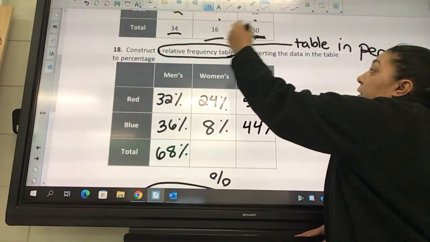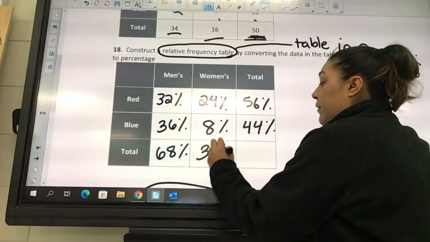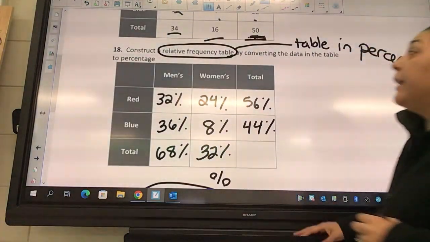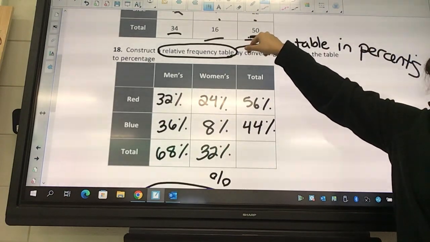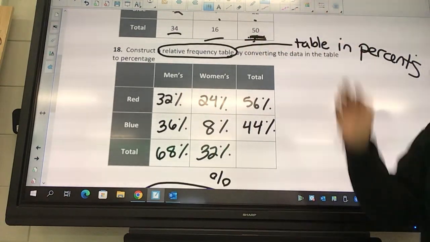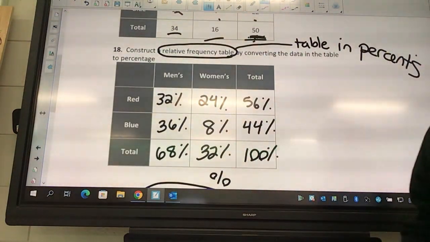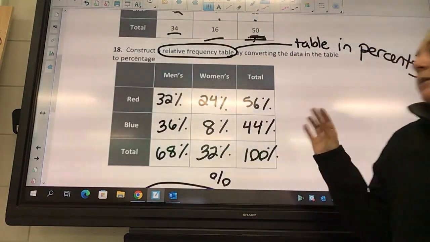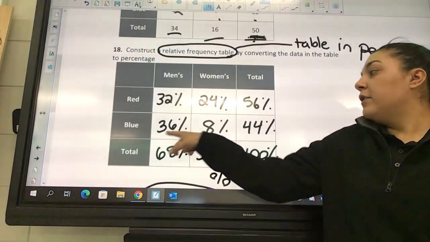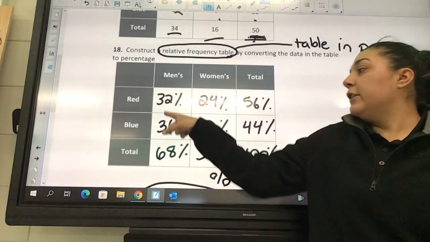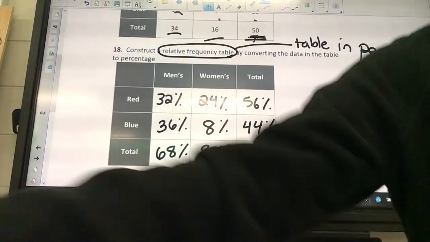And 16 divided by 50. 32%. And lastly, 50 divided by 50. 1, which means 100%. Okay? And this box should always be 100%. Now, although these are not, they still add up the same. If you took 32 plus 24, you're going to get 56. 36 plus 8 is 44. Okay? 32 plus 36 is 68. Okay? And these should add up to be 100. It works the exact same.